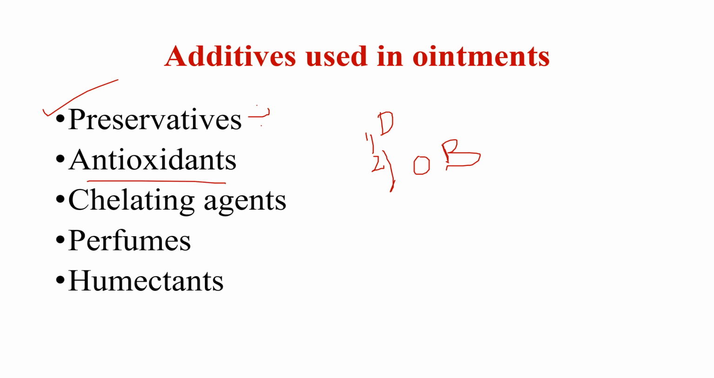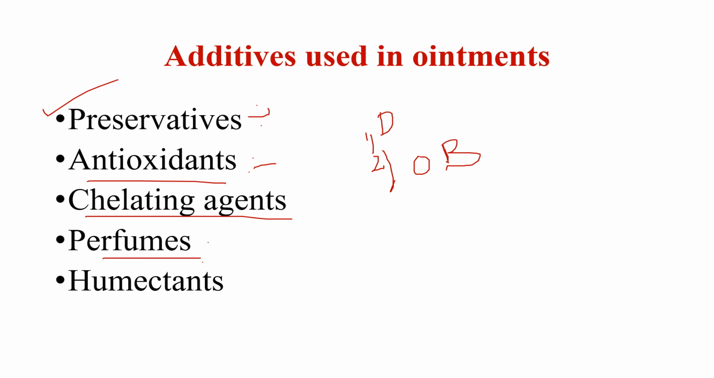Now, antioxidants. We know that since it is water-based and oils are present, oxidation of the oils will take place. Therefore, to prevent this, we are going to add antioxidants like citric acid, sodium bisulfite, sodium metabisulfite. Now, the other ingredient, chelating agents. We add chelating agents because we want to interact with the metals, which otherwise are going to be toxic for the ointment. So for chelating the metals, we are going to add chelating agents.